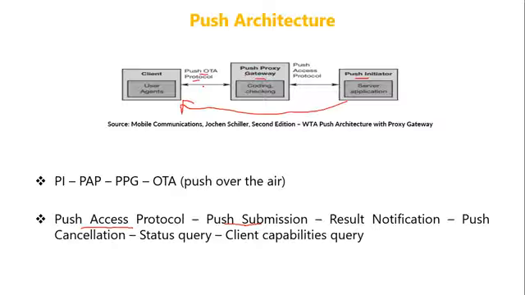And the next is client capabilities query. The PI might be interested in the client capabilities. Additionally, the PPG can inform the PI about its capabilities regarding content transformation, like what type of content the client can receive. If the server wants to know that information, it can get it through the gateway by sending the operation client capabilities query. Fine, so this is about the push access protocol.